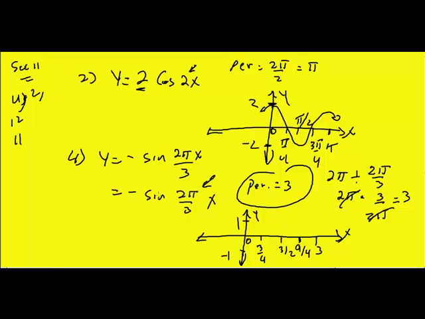Now, this is a negative sine. Sine starts right there at the origin. Okay, it goes up, but this time it's going to go down, and then it's going to go back to the middle. It's going to go to the top, come back down here. So there it is. Done.